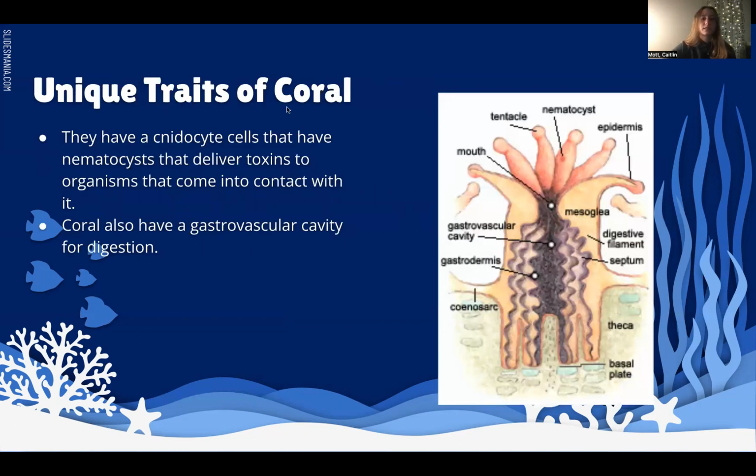And then some unique traits of coral. Coral have the cnidocyte cells that have nematocytes that deliver toxins to organisms that come into contact with it. It's going to be like all up here. I like this picture. You can see it very well, actually. Then coral has the gastrovascular cavity for digestion. So that's going to be right in here. And then anything that touches these little segments up here can get stung. This is where the zooplankton will come in and then be drawn down towards its mouth, which is right at the center.